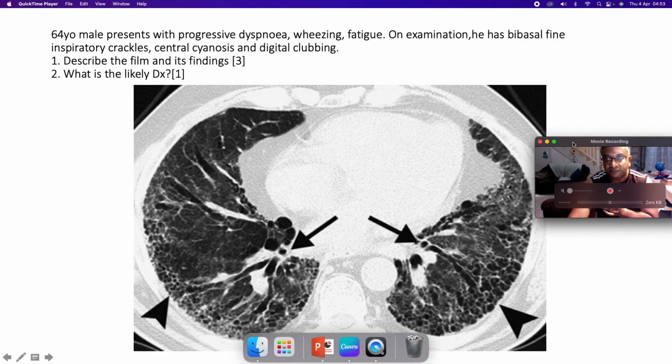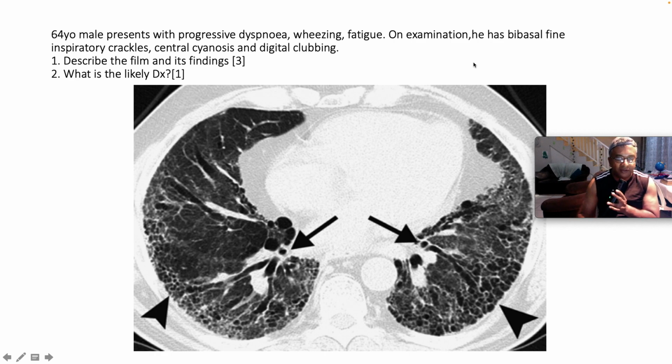Okay, so we have a 64-year-old male today who presents with progressive dyspnea, wheezing, and fatigue. What a combination that is. On examination, he has bibasal fine inspiratory crackles, central cyanosis, and digital clubbing. So we're asking question number 1. Describe the film and its findings, and what is the likely diagnosis.